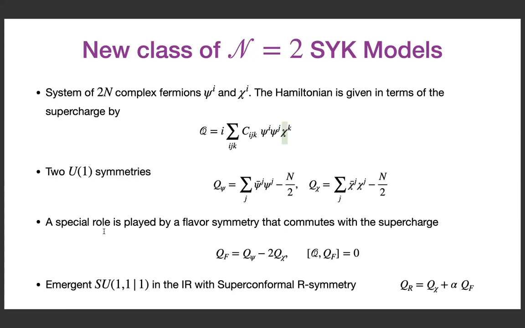But there is something extra in this model, which is that there is a special role played by a flavor symmetry that commutes with the supercharge, given by this combination of psi's and chi's. If you rotate psi and you rotate chi in the opposite way with twice the charge, then this leaves the supercharge invariant. So this is a flavor symmetry that commutes with the supercharge. As I said, there will be an emergent SU(1,1) symmetry in the IR, conformal phase. And now there is an extra complication: the superconformal R symmetry is not just the chi charge, but is given by an undetermined linear combination with this flavor charge. Part of the solution has to be to determine what this parameter alpha is. But up to that, the R charge is the same as the charge of this chi fermion.